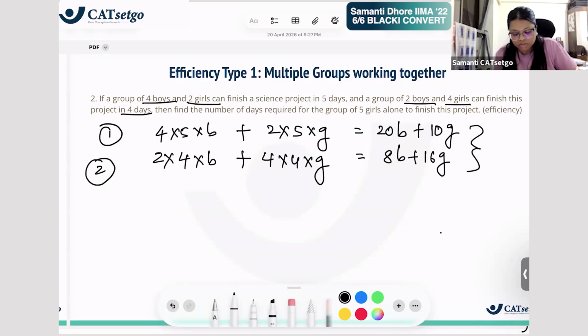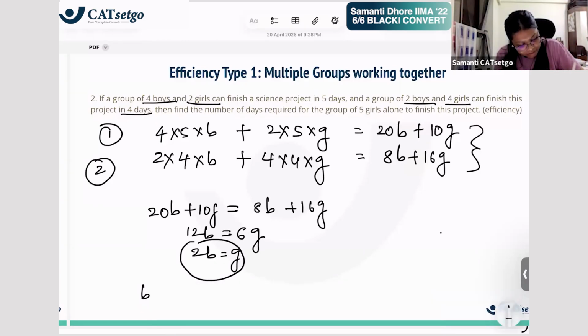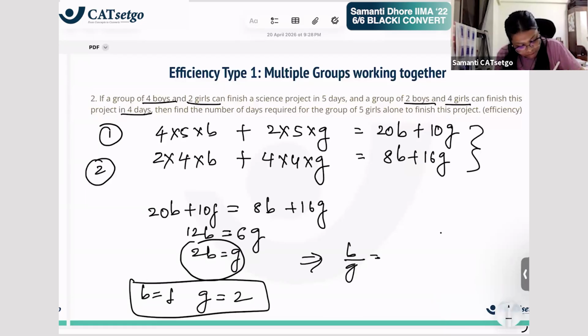Now they are saying that both of their work is same, right? So it will be 20b plus 10g is equal to 8b plus 16g. When we solve it, this becomes 12b is equal to 6g. So 2b is equal to g. So from here, if b is equal to 1, g is equal to 2. Right? People also do it this way. B by G is 1 by 2.